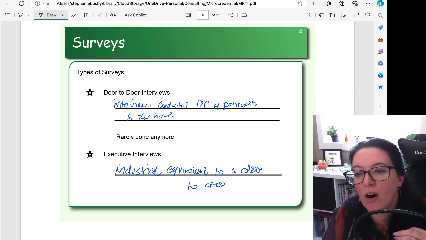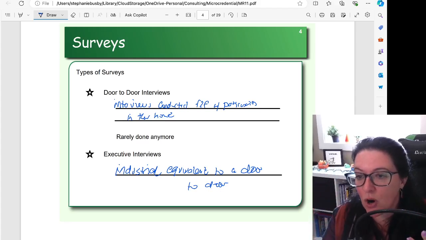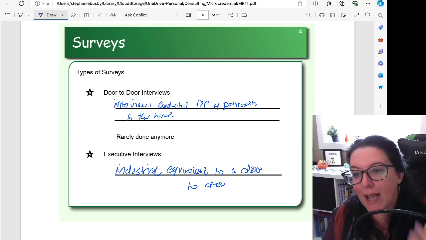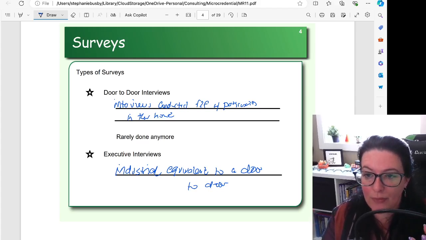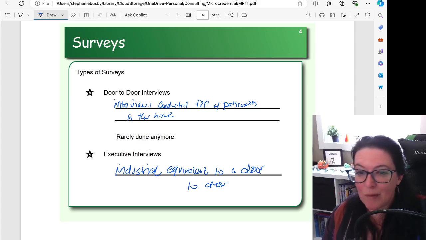Now, it can be hard to get executives to give up time. You're often going to have to call and schedule an appointment. And even then, you may be made to wait, with frequent cancellations as things come up within the organization. So it can be difficult to get participants with those executive interviews.